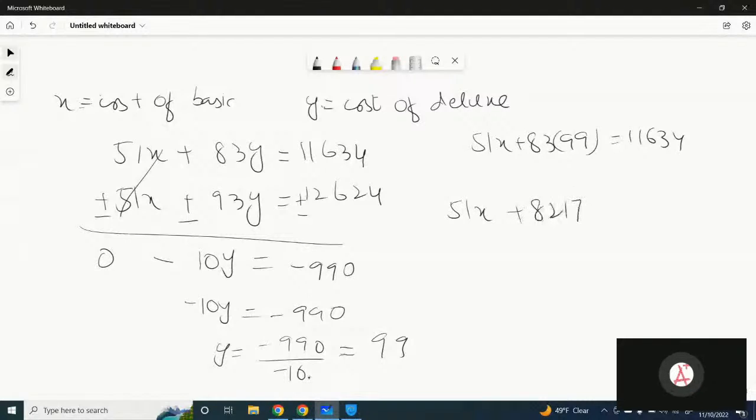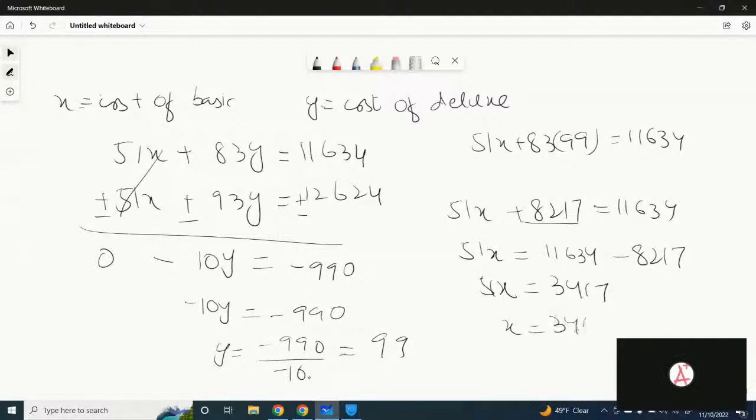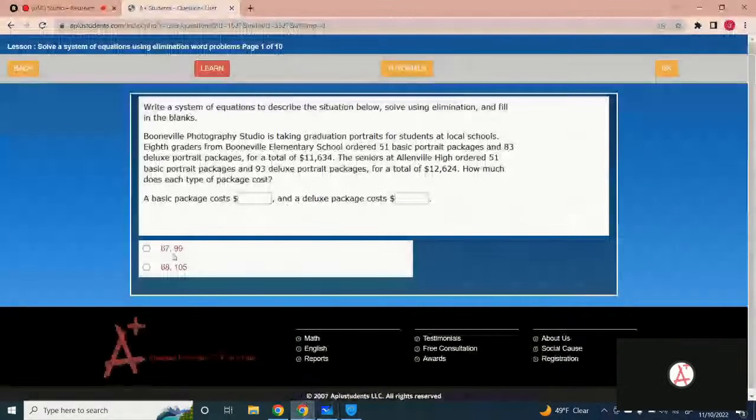83 times 99 is 8217, so 51x plus 8217 equals 11634. Just subtract the value to the other side: 11634 minus 8217. So 51x equals 3417. Just divide both sides by 51. 3417 divided by 51 is 67. So x has the value 67 and y has the value 99. Got it? So it would be 67 and 99. The first option is the correct one.